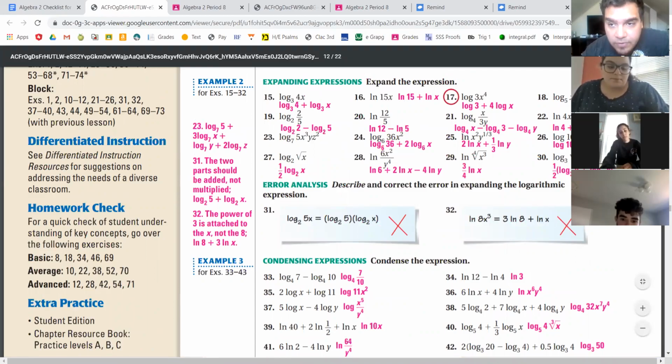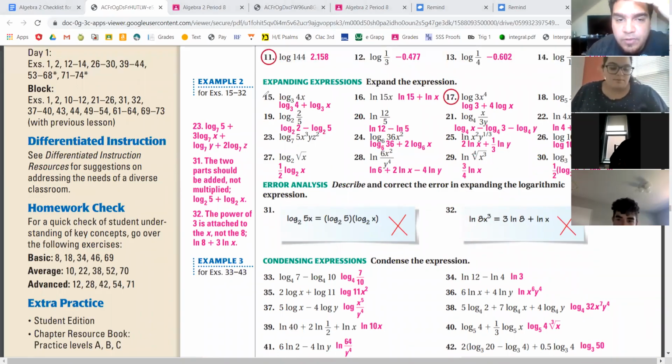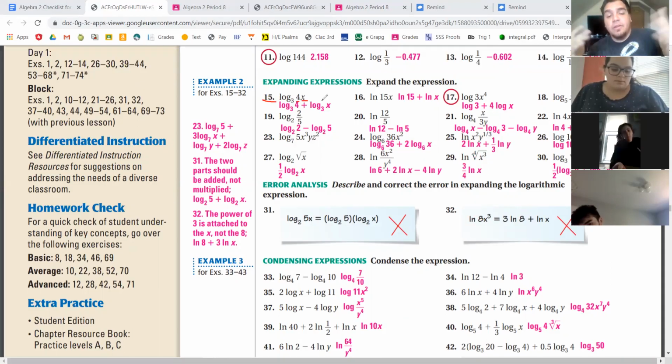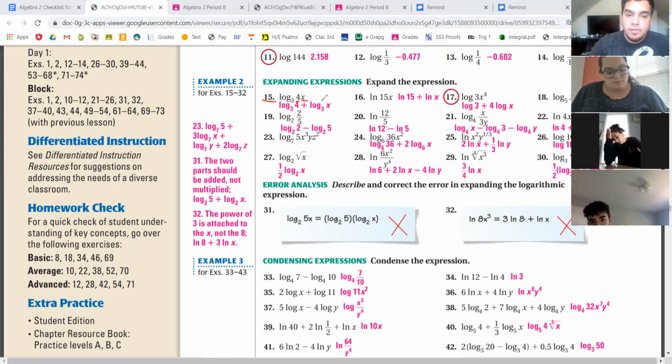So let's do some of these. Let's do 15, okay? So let me get this drawing. Let's do 15 real quick. When you have 2 things multiplied to each other on the inside of a log, when it spreads out, it's going to become addition. So this 4 times x becomes log base 3 of 4 plus log base 3 of x.